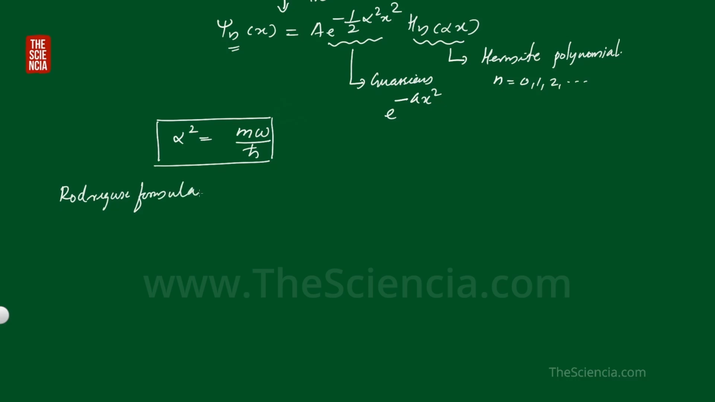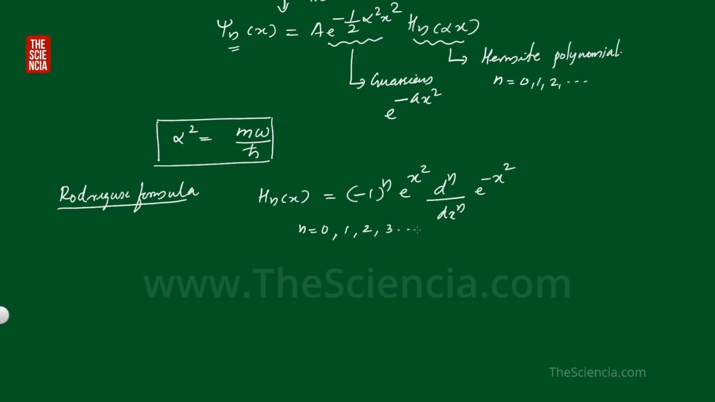If you know this Rodrigues formula, then you can find out any Hn value. The formula is Hn of x equals (-1)^n e^(x²) d^n/dx^n e^(-x²). By substituting n equal to 0, you can find H0 of x, and n equal to 1 you can find H1 of x, and so on. So I'm going to solve some of these values.